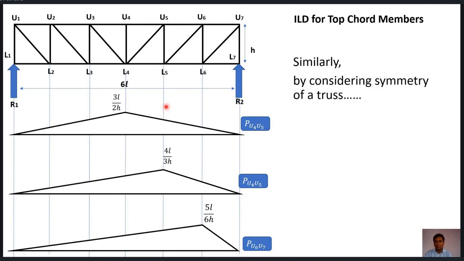Now if you observe all these 6 diagrams, we have shown the influence line diagrams on the upward side, meaning we are considering the compression side on the upward side. Suppose we have any member which is in tension, then we need to show the influence line diagram on the bottom side of this horizontal line. Now let us see how we can draw the influence line diagram for bottom chord members.